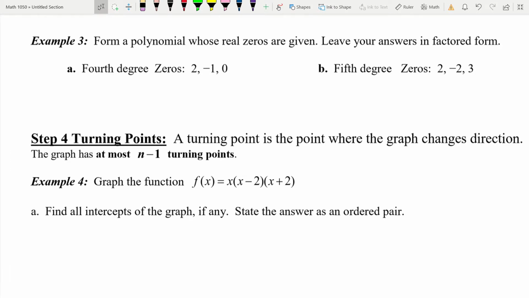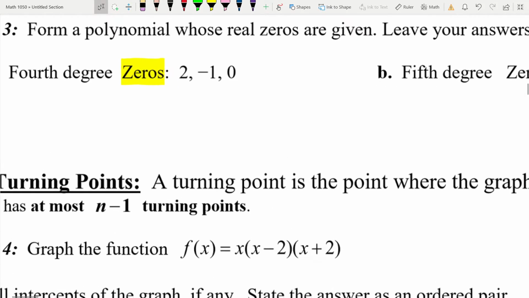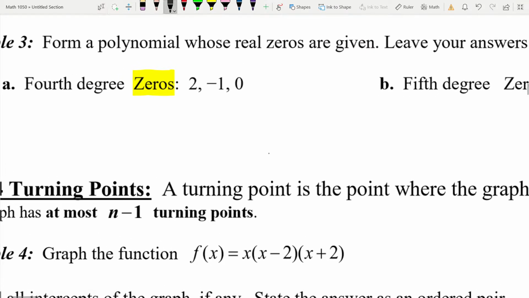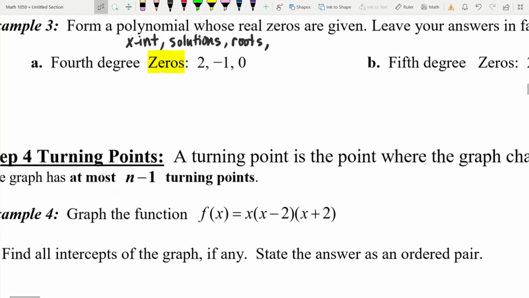Question 3, and then we're going to really do what the task of this lesson is. Find a 4th degree polynomial that has these zeros. I want you to take your highlighter and highlight the word zeros. There are about 4 other words that also mean zeros. Somebody tell me one of them. Just shout it out. X-intercepts. Yep, write this down. X-intercept. Give me another one. Solutions. Yep. Give me another one. Roots. Those are good for now. They all mean the same thing. So you want solutions, 3 solutions right there.